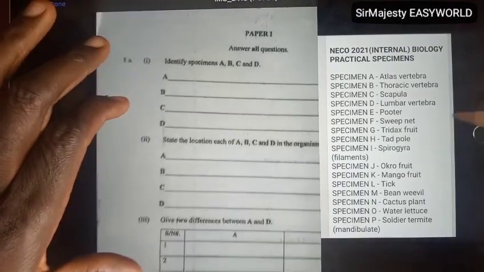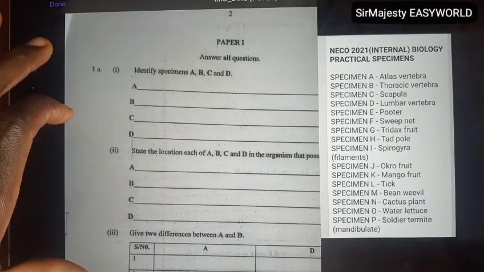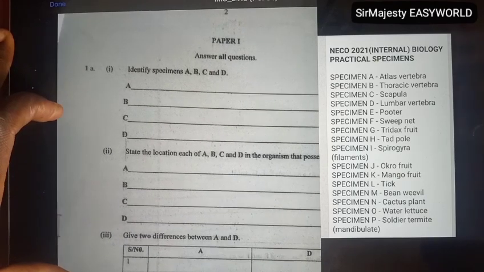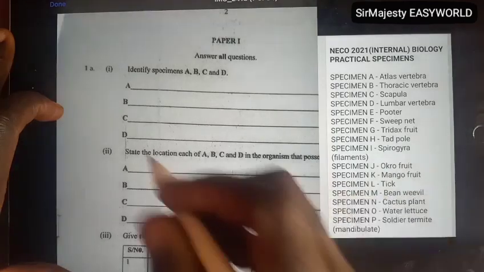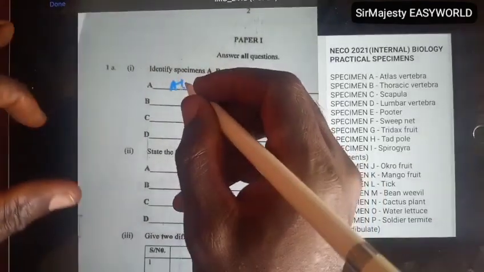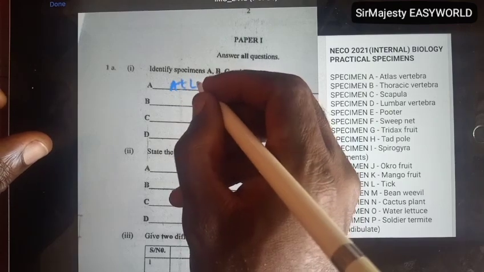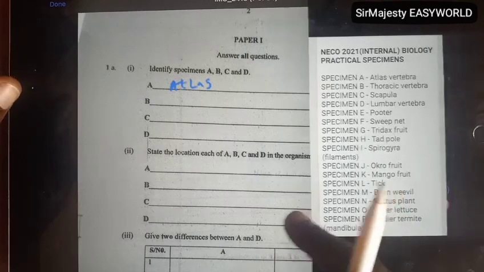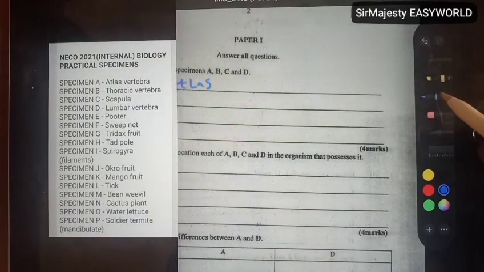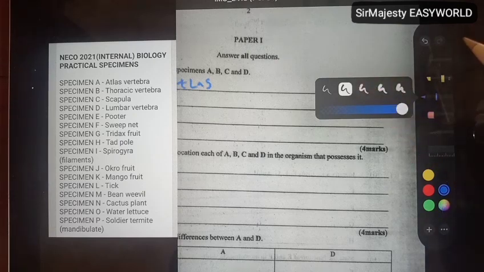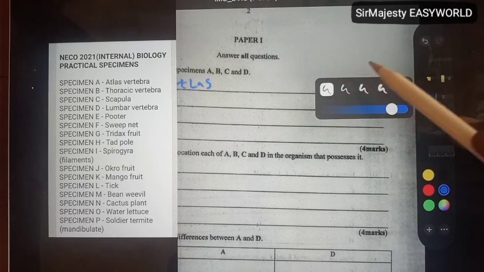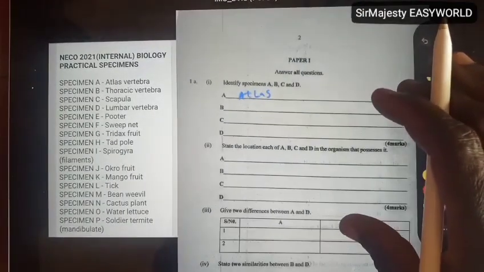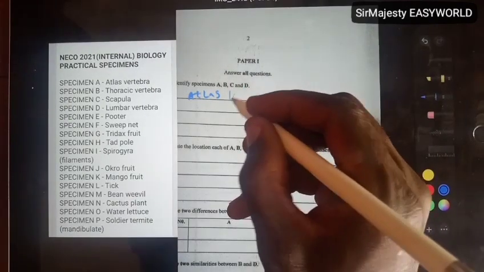So the first question says identify specimen A, B, C, and D. Here you are not required to identify with reason or reasons. You just tell them, as you can see there, that specimen A, you write atlas vertebra. Just an atlas. If you don't put vertebra, no problem.